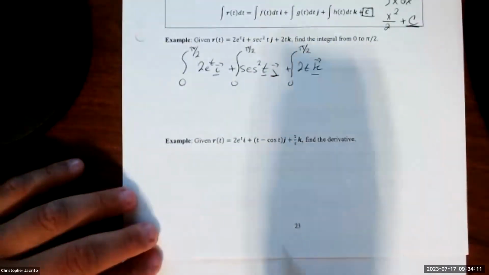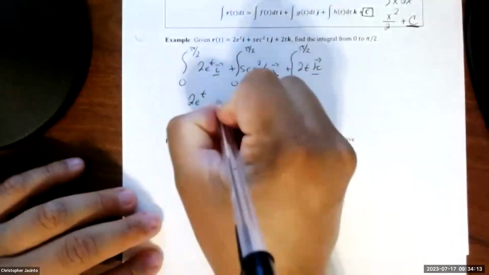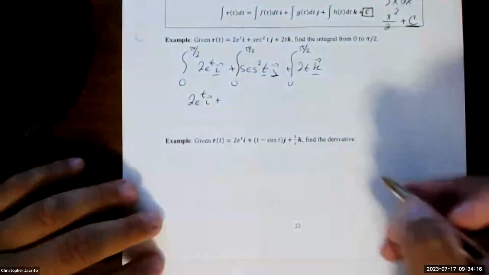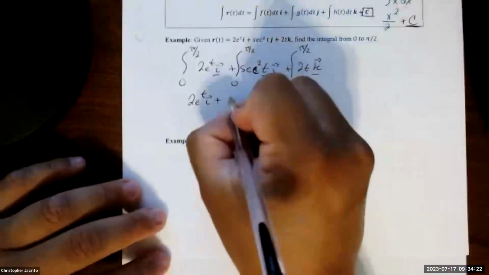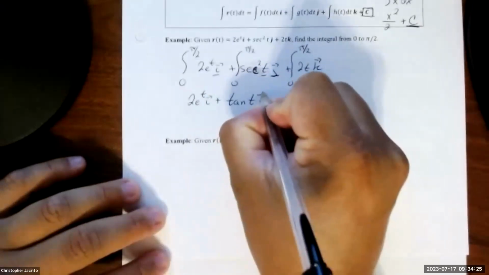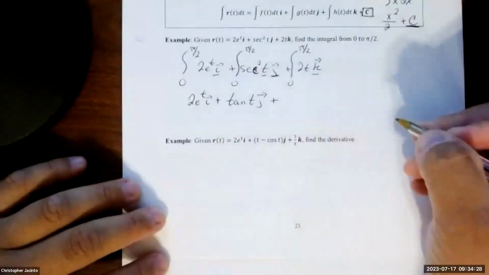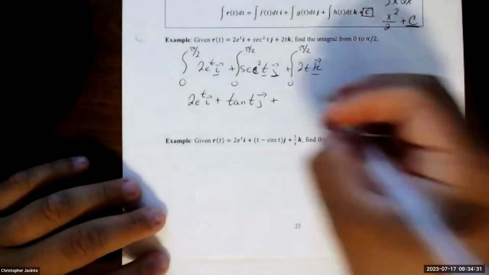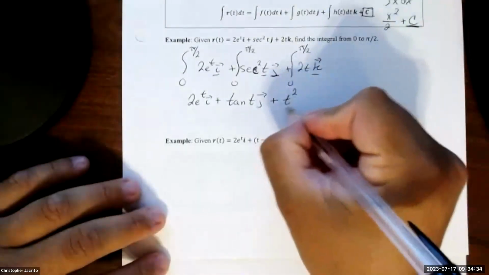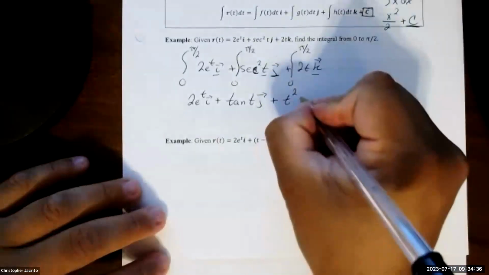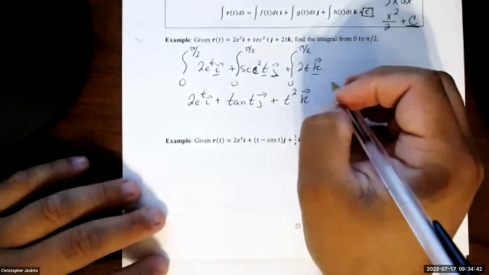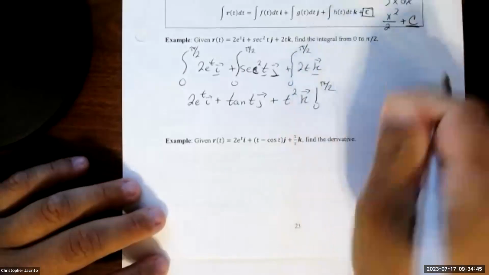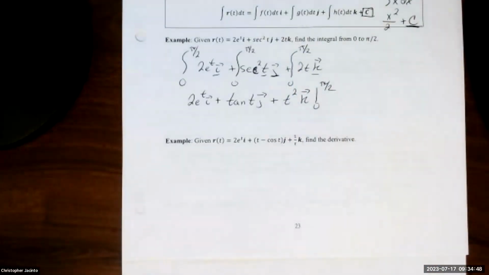All right, so at this point, we just take the integral. The good thing is e to the t is itself, so it's just going to be 2e to the t. The integral of secant squared is going to be tangent. And the integral of 2t is just t squared, right? This is t squared over 2, the 2s cancel, and just t squared. And then since we have bounds, we just plug in 0 to pi over 2.